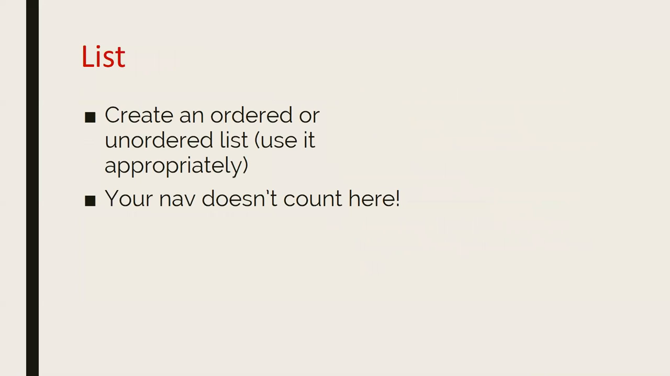Okay, somewhere in this is one of the things that people leave out the most. You have to create an ordered or unordered list used appropriately, and your nav does not count. Your secondary nav does not count for this. What might count is a list of all of your merchandise, a list of when you're going to offer workshops, a schedule of upcoming bicycle events. Those are lists.